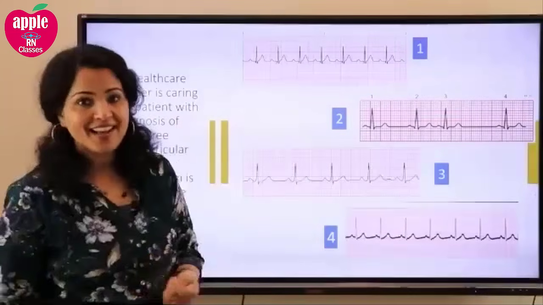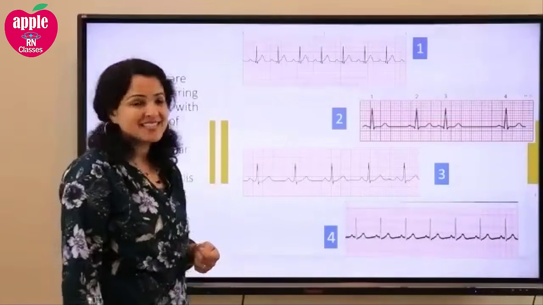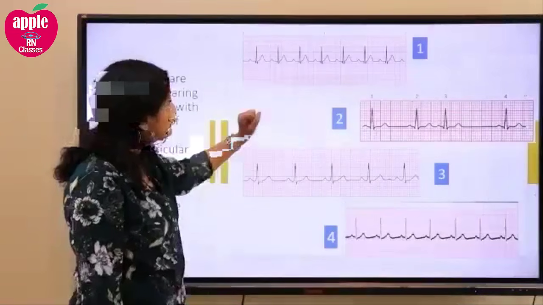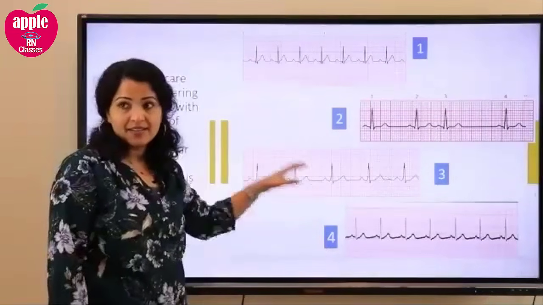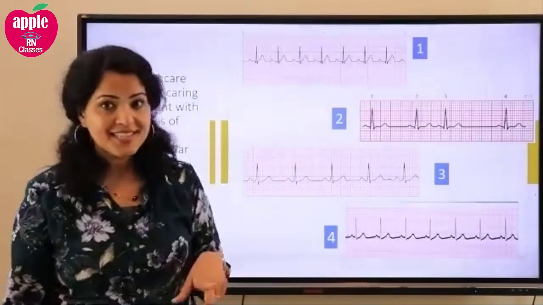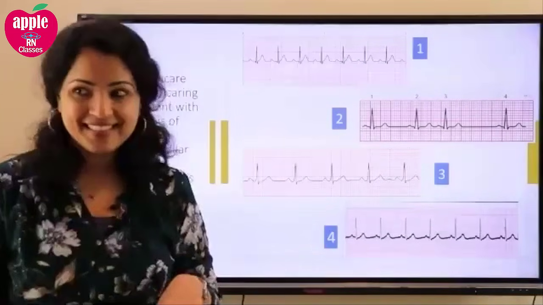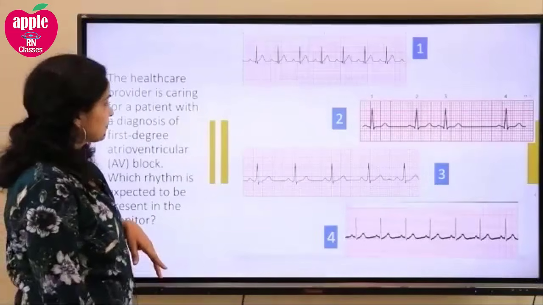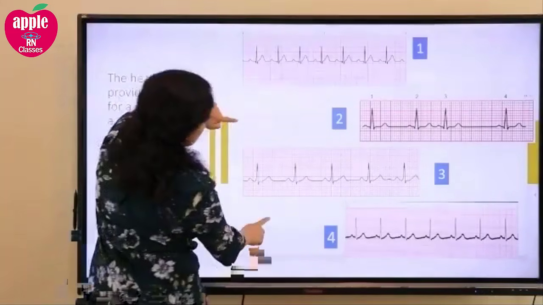You guys are already answering. I'm very happy about that. So 1, 2, 3, and 4. There are 4 options. Which one is the first degree heart block? Make it a little bigger.